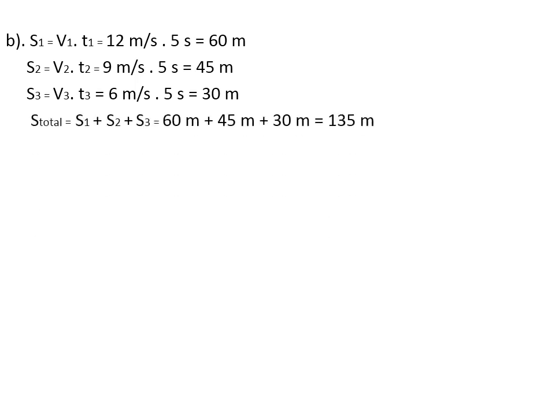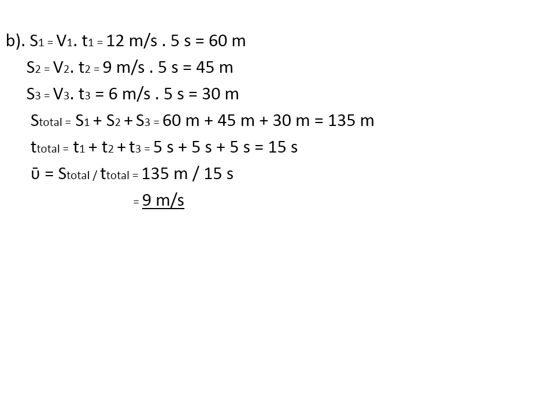So S total equals S1 plus S2 plus S3 equals 60 meters plus 45 meters plus 30 meters equals 135 meters. T total equals T1 plus T2 plus T3 equals 5 seconds plus 5 seconds plus 5 seconds equals 15 seconds. After we have determined S total and T total, we can determine average speed equals S total per T total equals 135 meters divided by 15 seconds equals 9 meters per second.